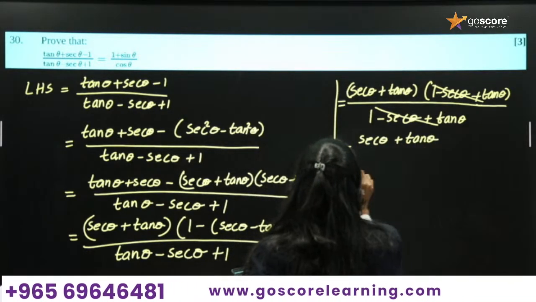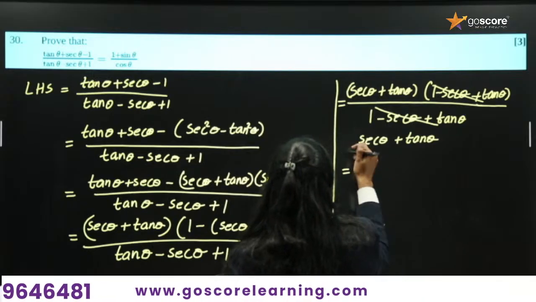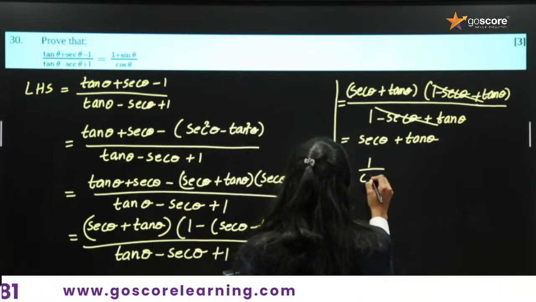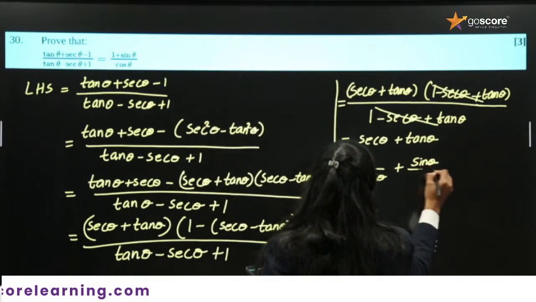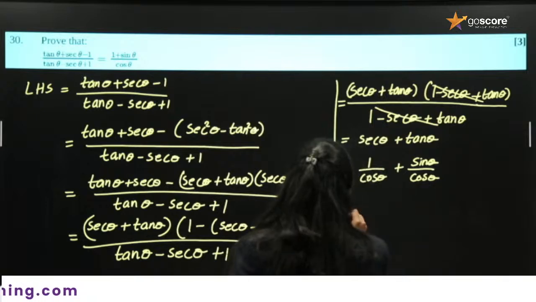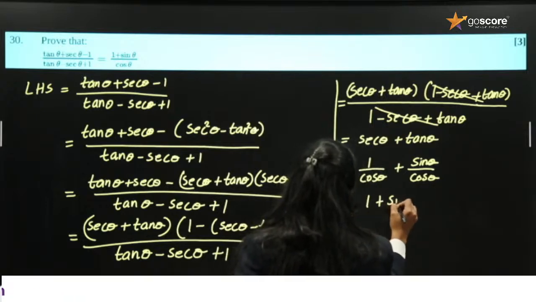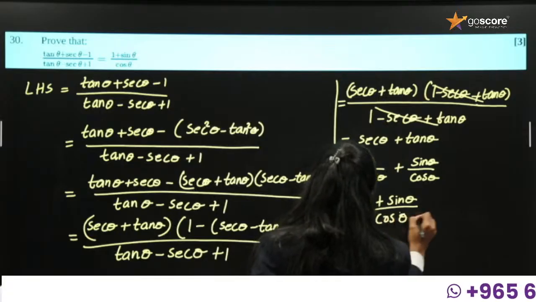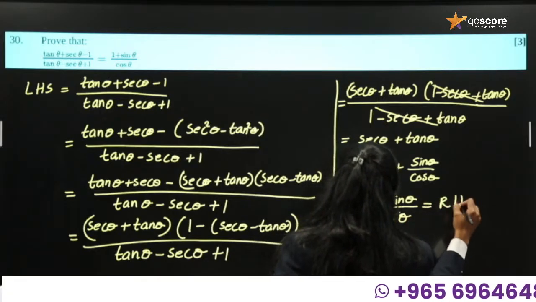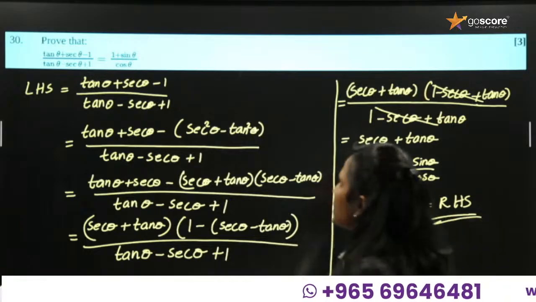What is sec theta? Sec theta is 1 by cos theta, plus tan theta is sin theta by cos theta. So you will be getting (1 plus sin theta) divided by cos theta, which is our RHS. So we got it. We got the answer. Clear?